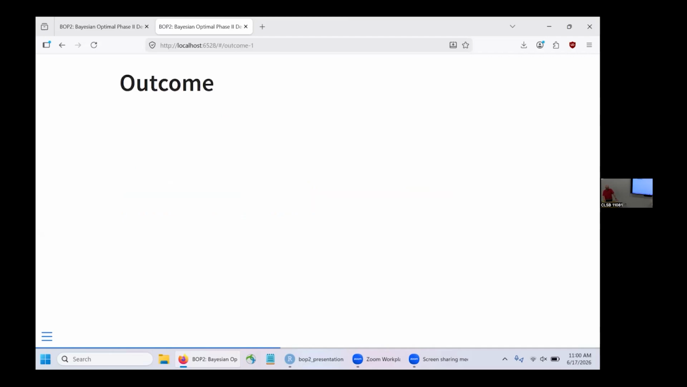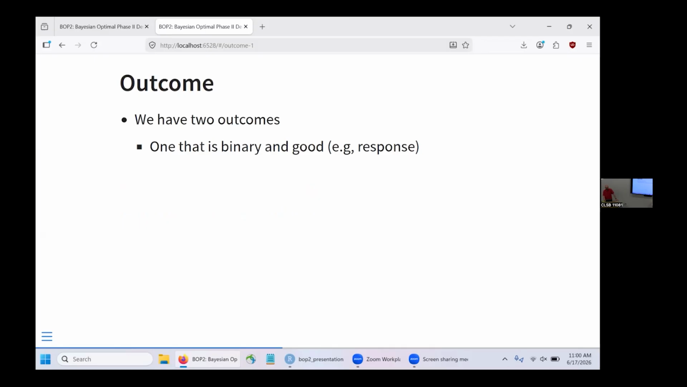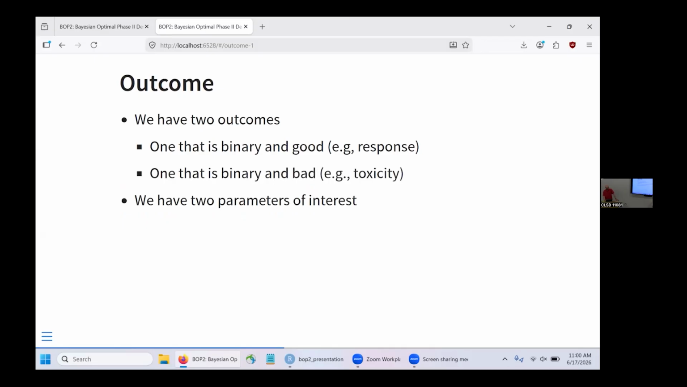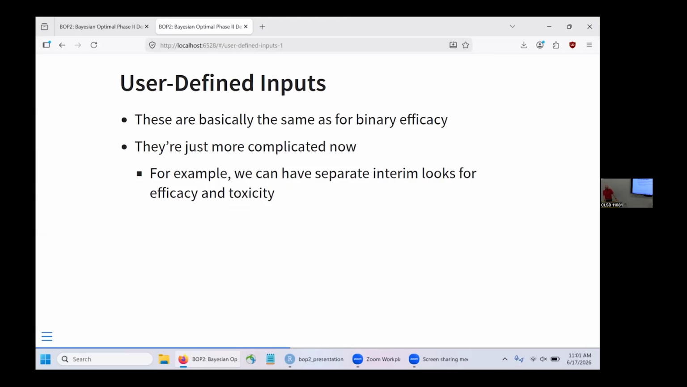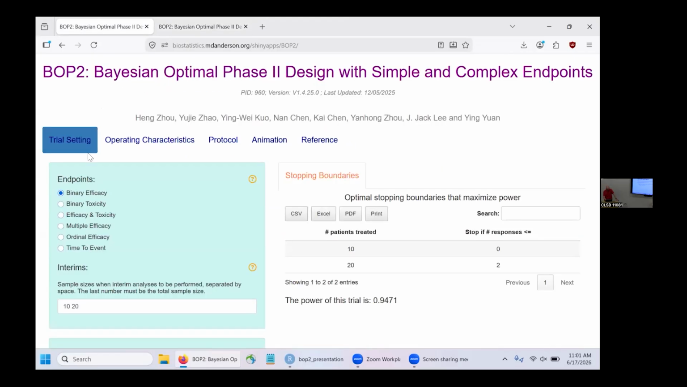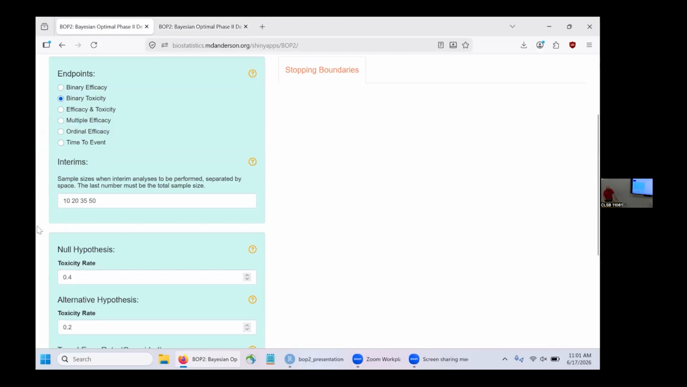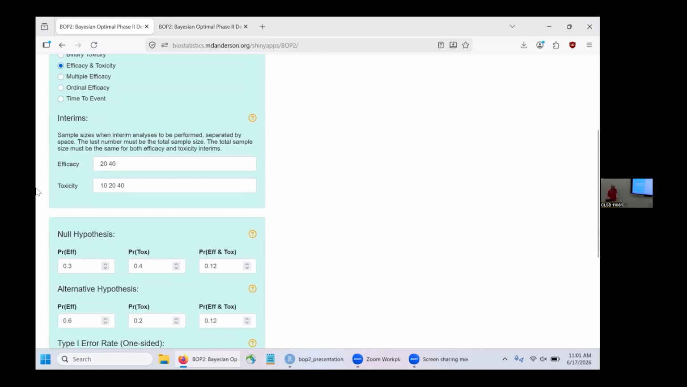So we have two outcomes. One is binary and good. One is binary and bad. We have two parameters of interest: the probability of a response and the probability of a toxicity, P sub B and P sub T. The user-defined inputs are essentially the same as for binary efficacy. They're just more complicated now. For example, we can have separate interim looks for efficacy and toxicity. Let's check out the defaults here. The defaults give you an extra toxicity interim look at 10 observations. You can change those as you see fit.